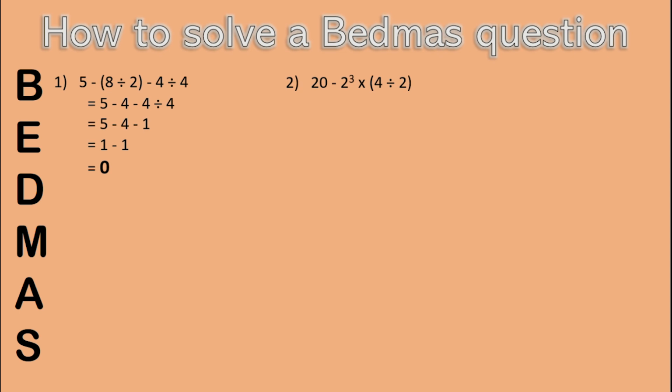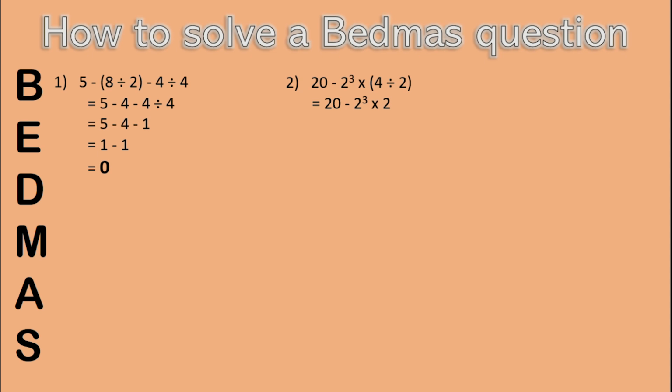This has a bit of different operations compared to the previous question. So we can see here, if you look at BEDMAS, we would have to do brackets first. So that's 4 divided by 2, so that would equal to 2. And then we'd have to do exponents. So that's 2 to the power of 3.